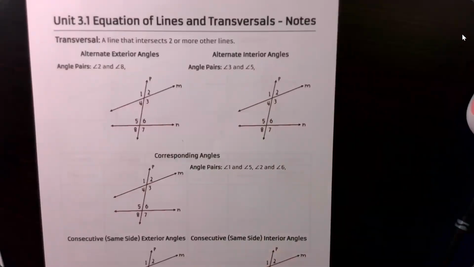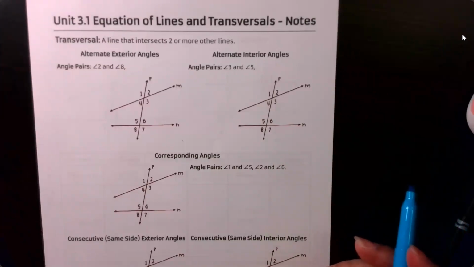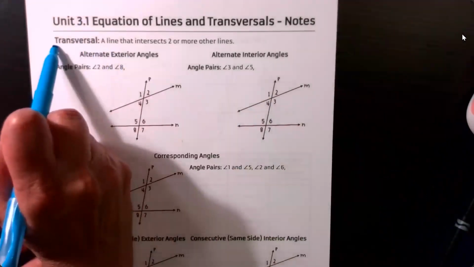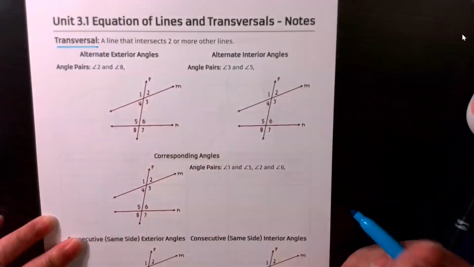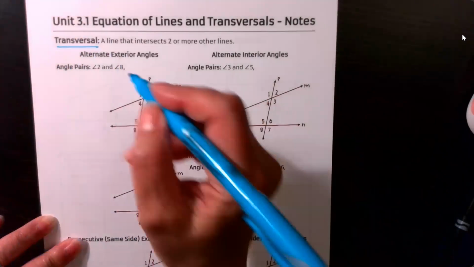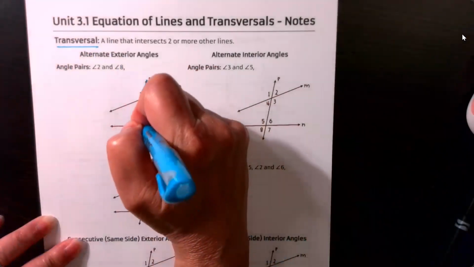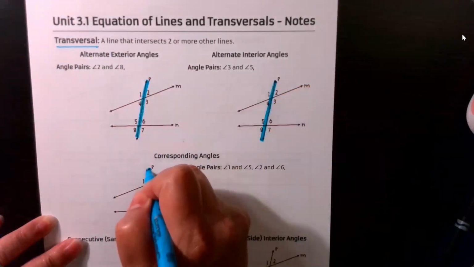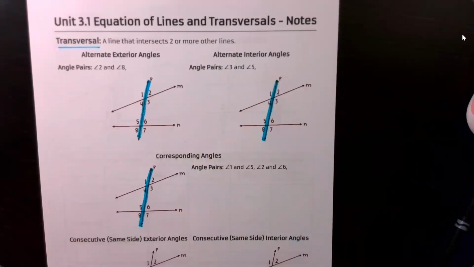All right, for this video, we are going to look at lines that are cut by a transversal. A transversal is a line that intersects two or more lines. So in these top three diagrams, this is a transversal, this is a transversal, and this is a transversal. Notice that line P is intersecting lines M and N in all three diagrams.